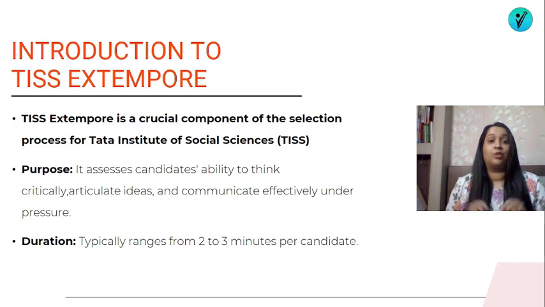Extempore is a crucial component of the Tata Institute of Social Sciences selection process. Once you clear the CUET PG, you need to appear and you get shortlisted for the selection rounds. Extempore is a mandatory process. The purpose is basically to assess your on-the-spot thinking abilities or impromptu speaking, as the word extempore translates into the same. Now, what is the duration?